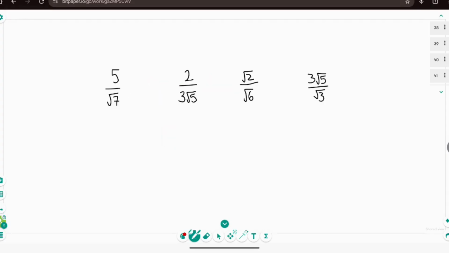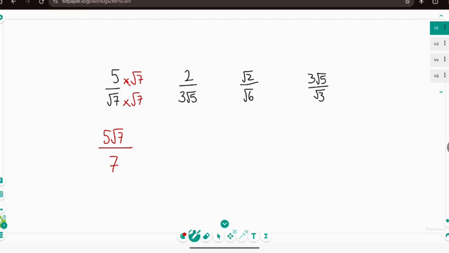Okay, so maybe have a go at rationalising these denominators. Put me on pause and press play when you're done. So let's multiply the denominator and the numerator by root 7. 5 times root 7, 5 root 7. Root 7 times root 7, 7.